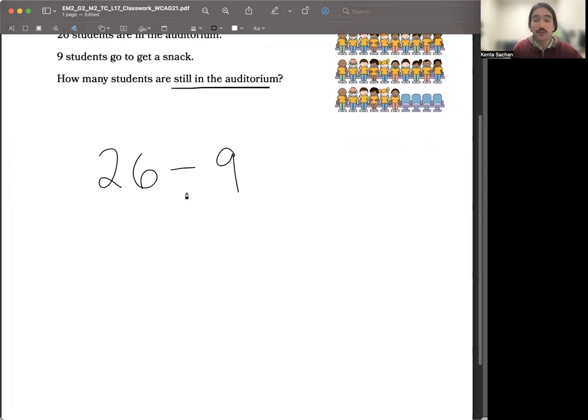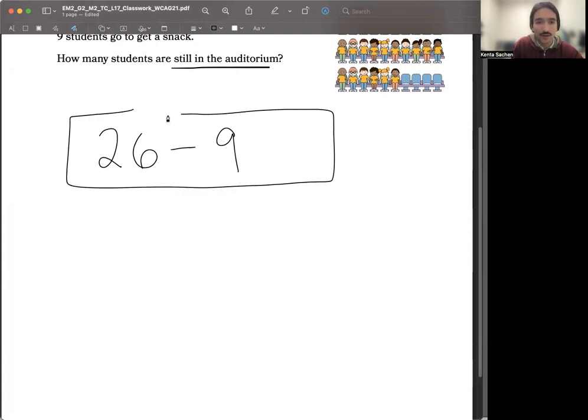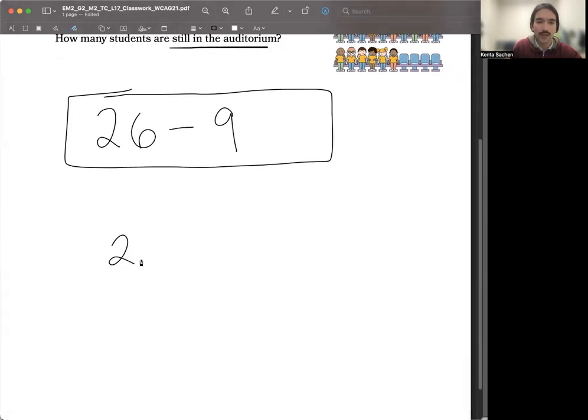Now, instead of doing 26 minus 9 all at once, right? Make sure you're doing this with me, right? I want you to write this problem down. This is our equation that we need to solve. We're going to break apart 26 into 2 numbers, right? And we need to find a number that we can easily subtract 9 from.